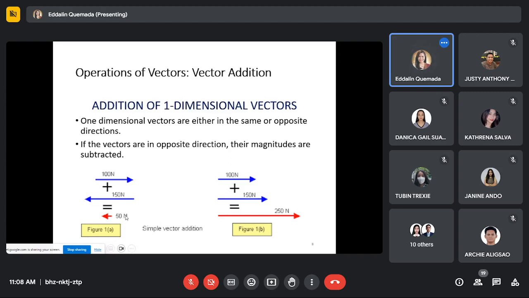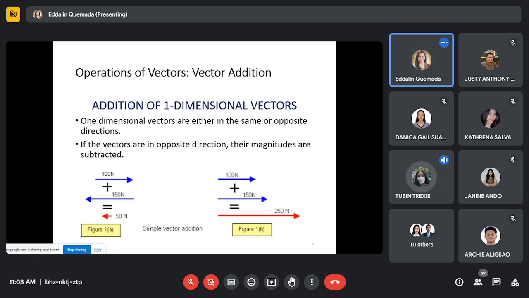Hello, class. Nganong to the left man ang arrow? Class? Hello?